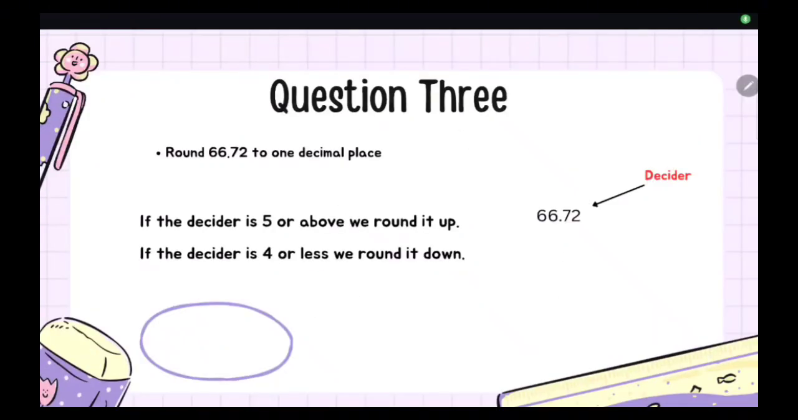Question 3: round 66.72 to 1 decimal place. Now that's not to the nearest whole number, that's to 1 decimal place, which is totally new and not what we were doing just before, which is why I've used the same numbers. Now we are rounding to 1 decimal place, so we're not looking at these two anymore. We are looking over here.